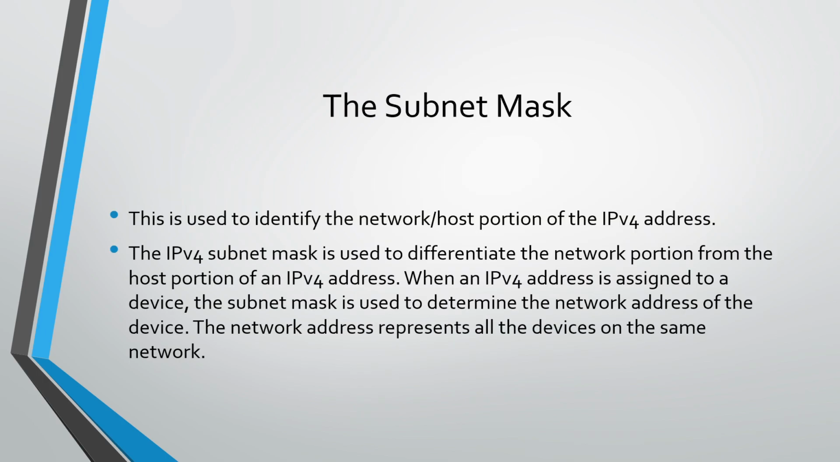When it comes to the subnet mask, this is used to identify the network and host portion of the IPv4 address. The IPv4 subnet mask is used to differentiate the network portion from the host portion of an IPv4 address. When an IPv4 address is assigned to a device, the subnet mask is used to determine the network address of the device. The network address represents all the devices on the same network.